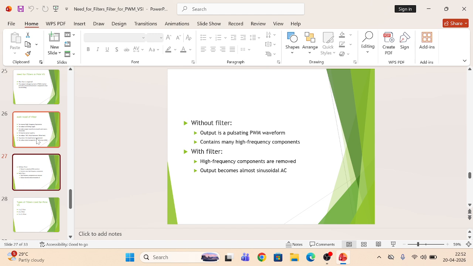Without a filter, what happens? The output is a pulsating pulse width modulation waveform. It contains many high frequency components. By using a filter, high frequency components are removed. Output becomes almost sinusoidal AC.